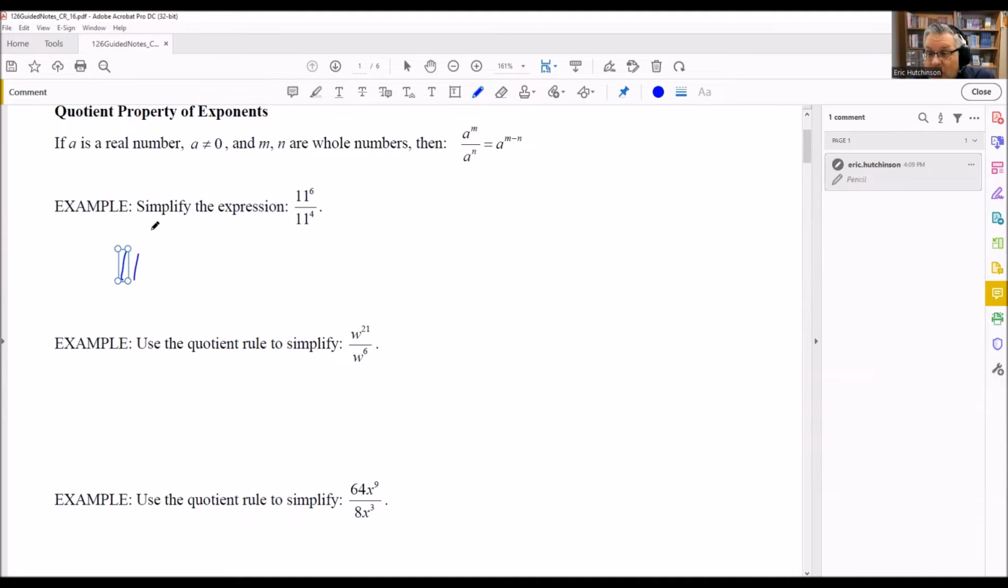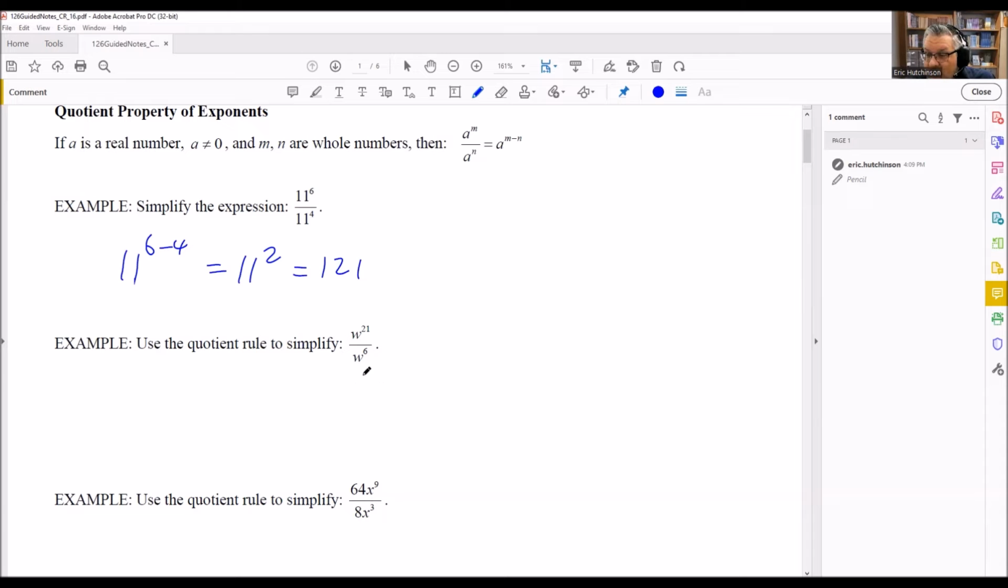And so we have 11. It'll end up being the top power minus the bottom power. So both of these will just turn into one of them only, like the property says here. And you take the top power and you subtract the bottom one, and you get 11 squared. And for that, 11 times 11 would be 121.